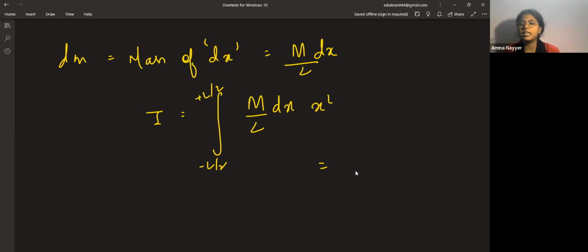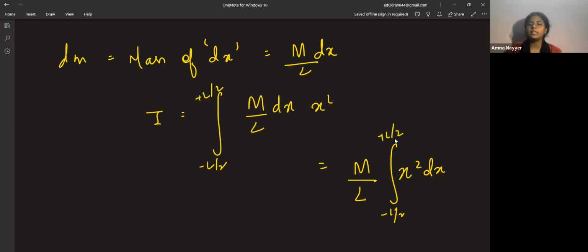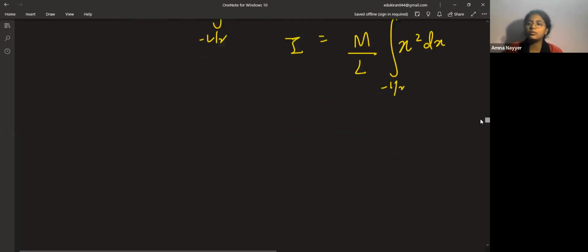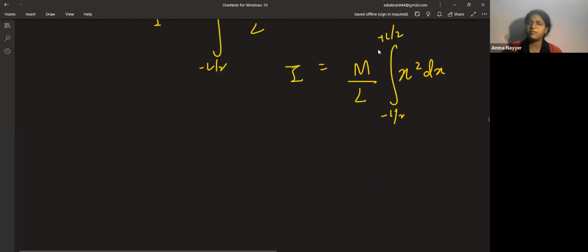dm was something odd. We have replaced dm. So this is actually M by L. You take it as common. X square dx integration from minus L by 2 to plus L by 2. This is not the final answer. It means this is the step of how you have to go. This is where you can simplify. Now it's just mathematics, just calculus. Entire rotational physics was applied till here. If you are able to solve this step for rods, for any other masses, whichever variables are given, you will be able to perform the integration. Now see, this is so easy.